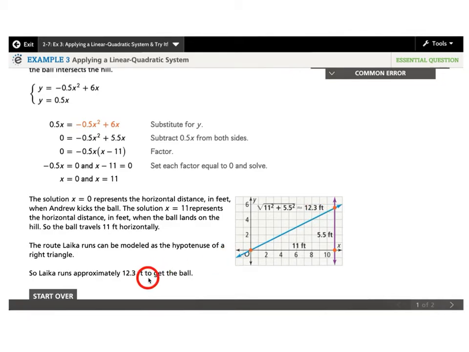So the final answer is that Laika runs approximately 12.3 feet. That's where he will catch the ball Andrew threw. Okay, so it's quite a fun scenario in this example. I really like this one quite a lot.